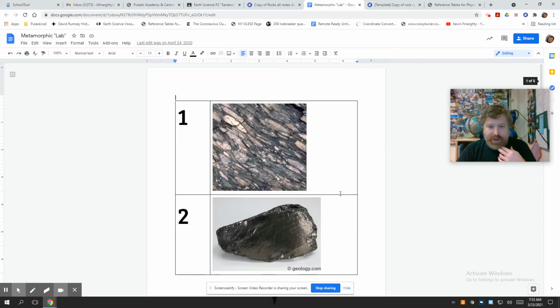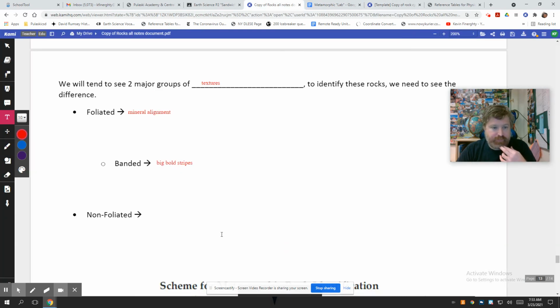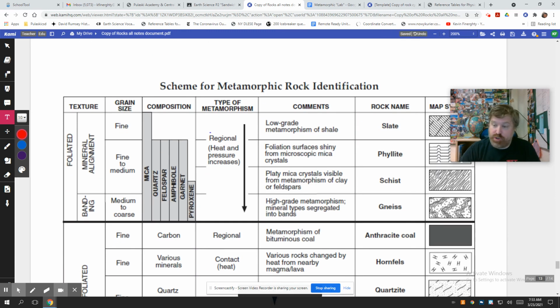And then guess what? This one up here is not foliated, even though it looks like it. So the nature of foliation is kind of tricky to understand. Non-foliated would be that there are no mineral alignments. Now, the reference table is here to help.